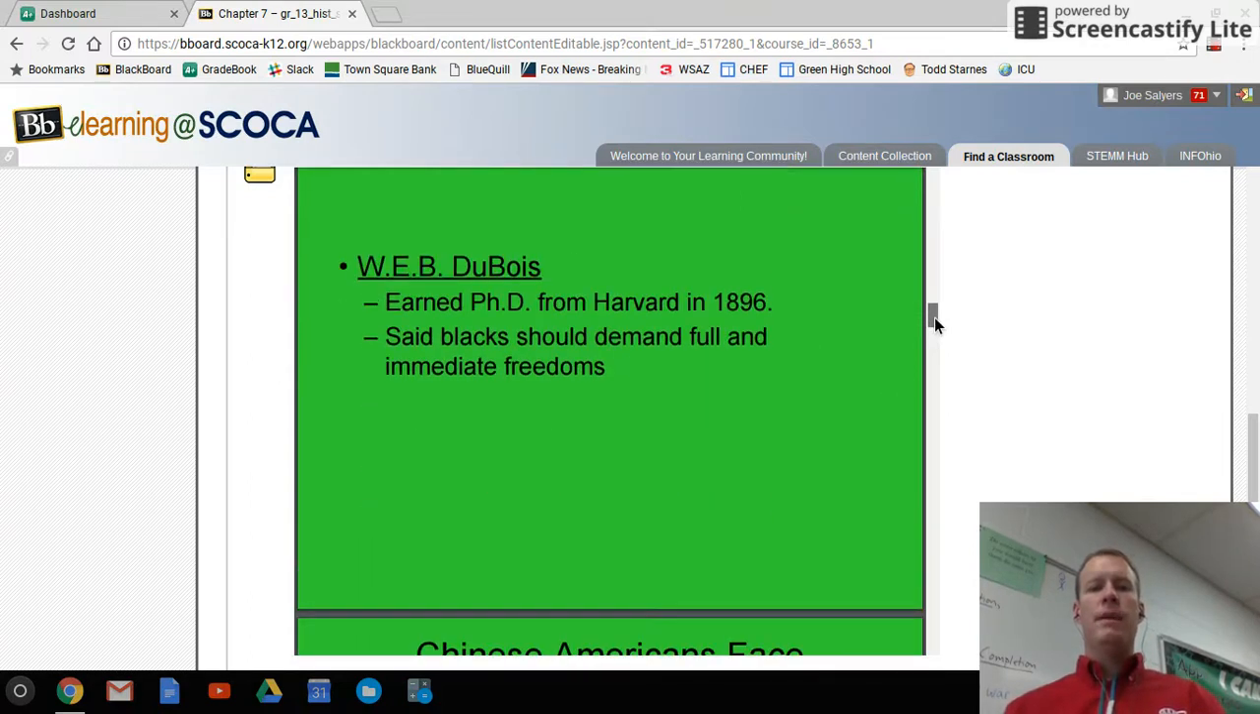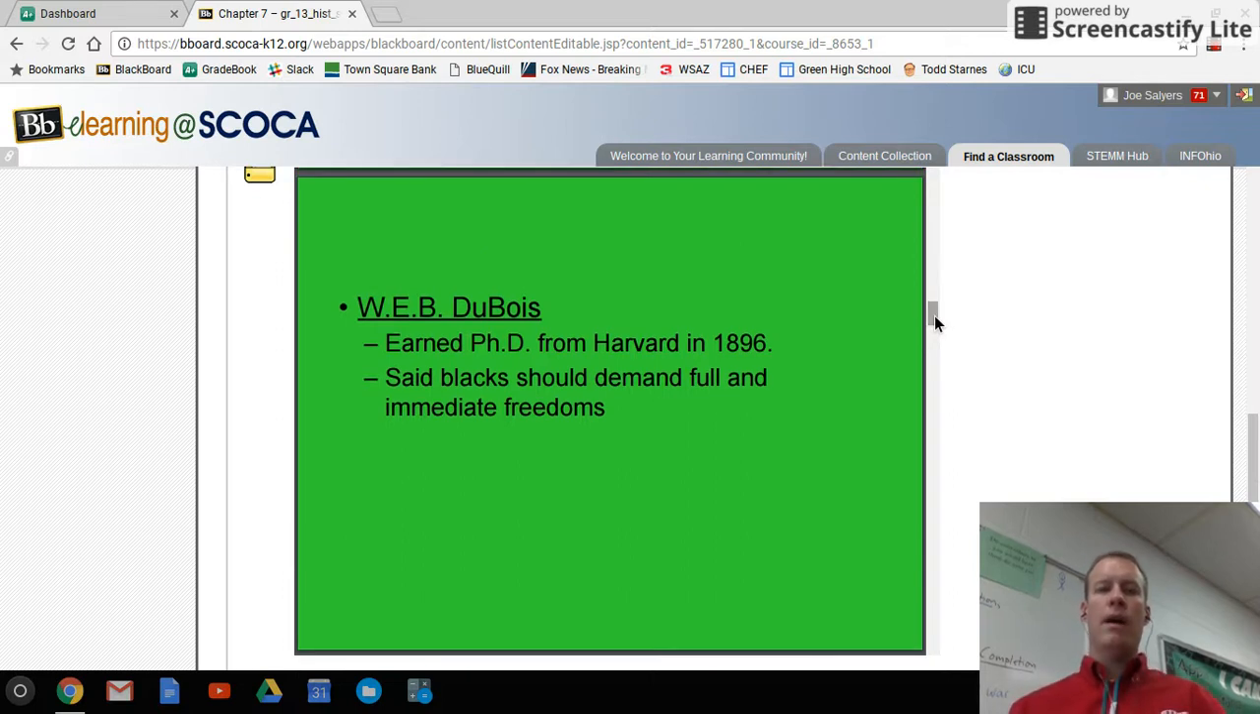In contrast was W.E.B. Du Bois. Now, Du Bois also wanted African Americans to have the same rights as everyone else, but he differed in how he thought they should go about it. He was very educated. He'd earned a PhD from Harvard in 1896, which was very rare for an African American during that time. However, he said blacks should demand full and immediate freedoms and not follow Washington's plan of gradually earning their way into society. He said they should demand full and immediate freedoms now and should work to that end and to try to get that. So they both had the same goal, Du Bois and Washington, but they had a difference in how they thought African Americans should go about attaining that goal.